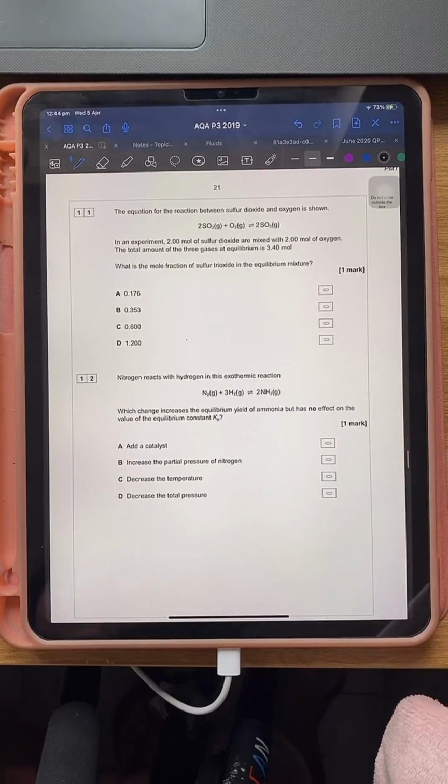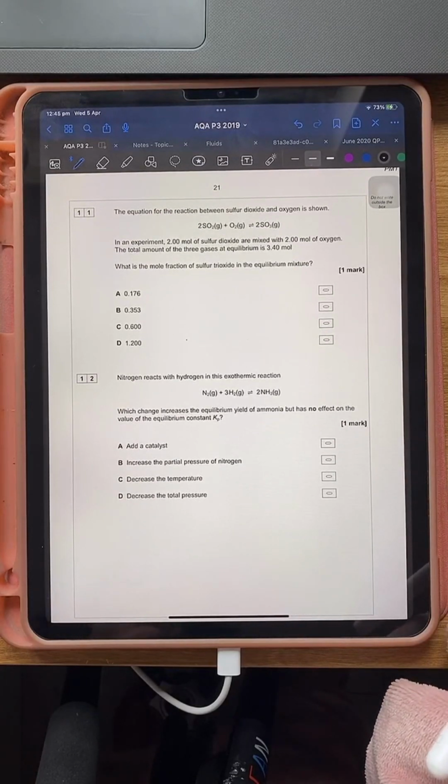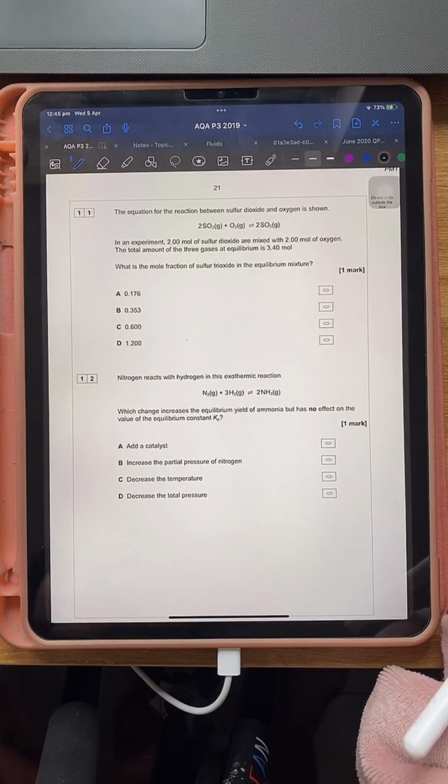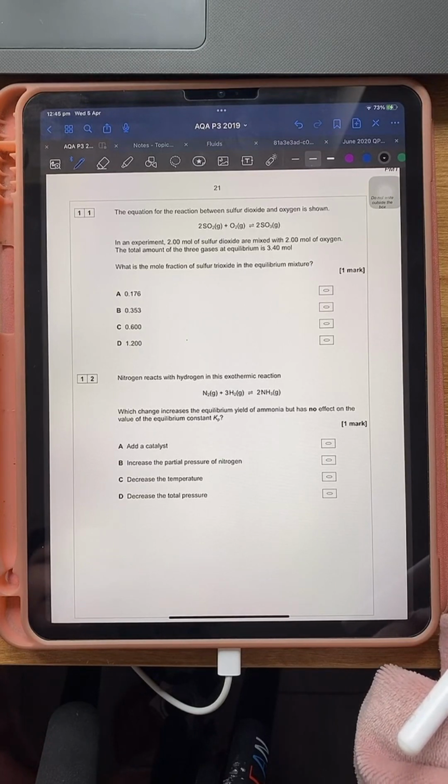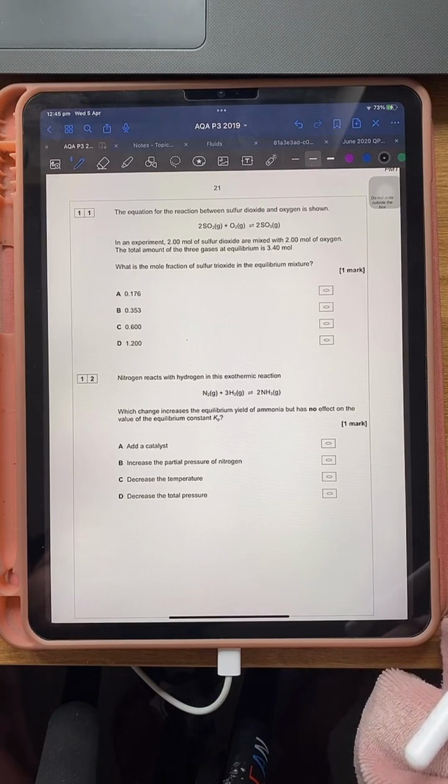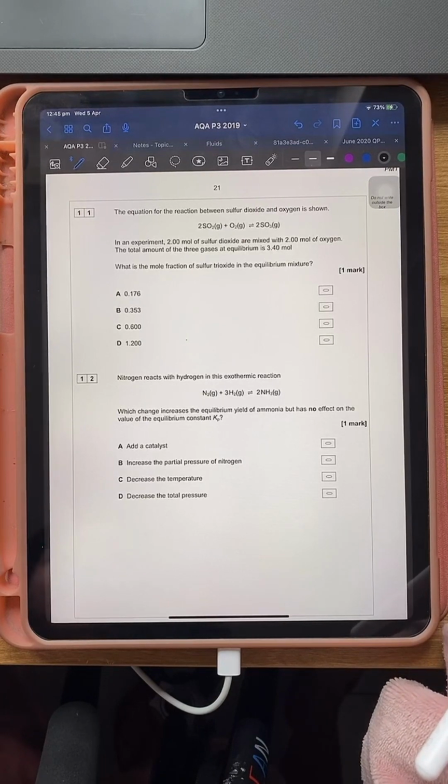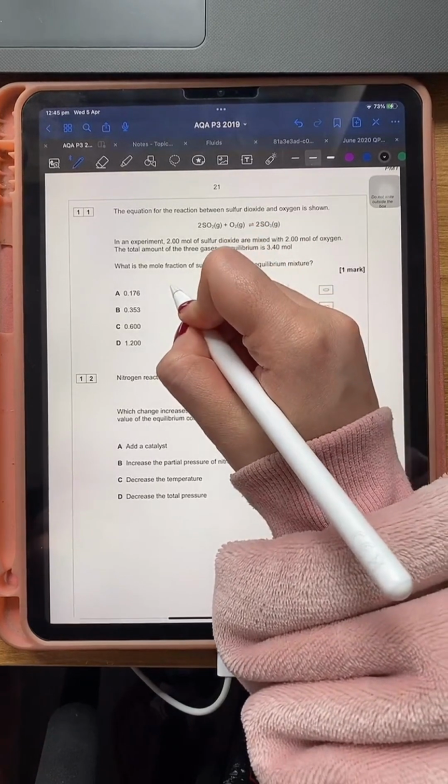Next one, we have the equation for the reaction between sulfur dioxide and oxygen is shown. In an experiment, 2 moles of sulfur dioxide are mixed with 2 moles of oxygen. The total amount of the 3 gases at equilibrium is 3.4. What is the mole fraction of sulfur trioxide in the equilibrium mixture? So that's the one where you use ICE, but to be honest, I don't like ICE, so I use a different one.